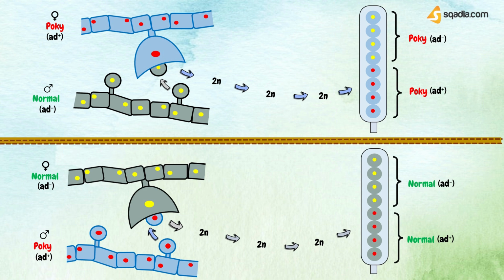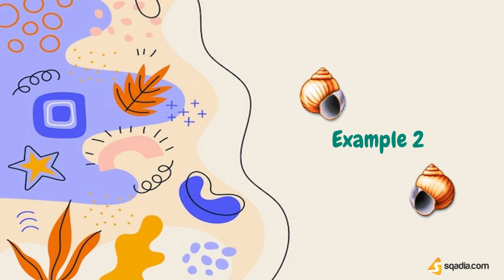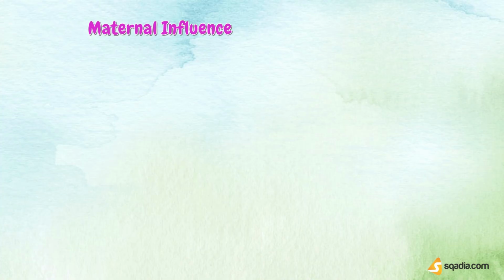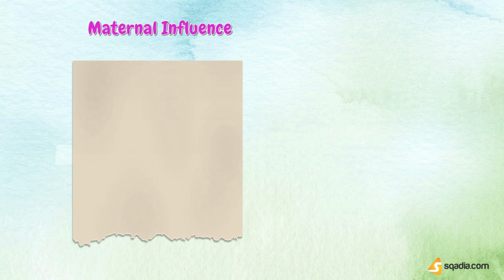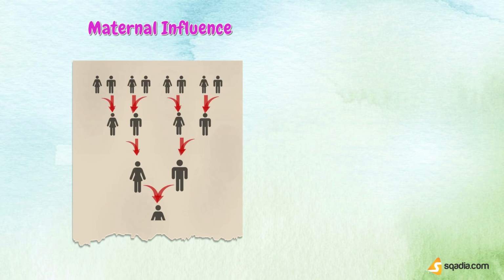Now, let's discuss the second example of maternal inheritance. In maternal effect, also referred to as maternal influence, an offspring's phenotype for a particular trait is under the control of nuclear gene products present in the egg.